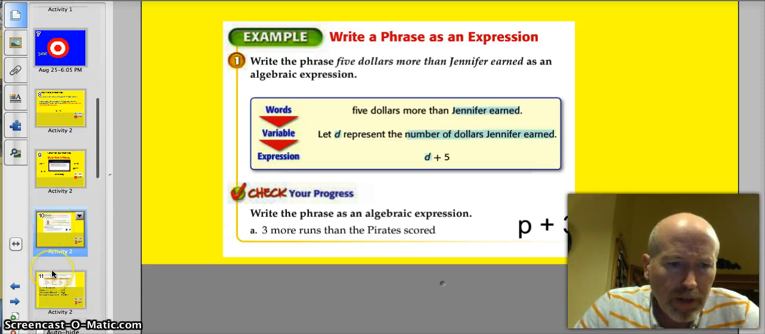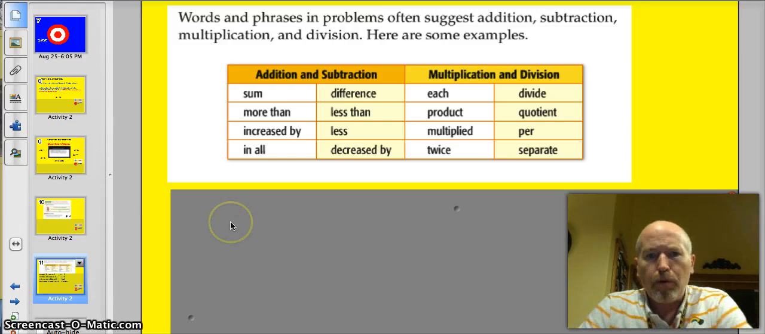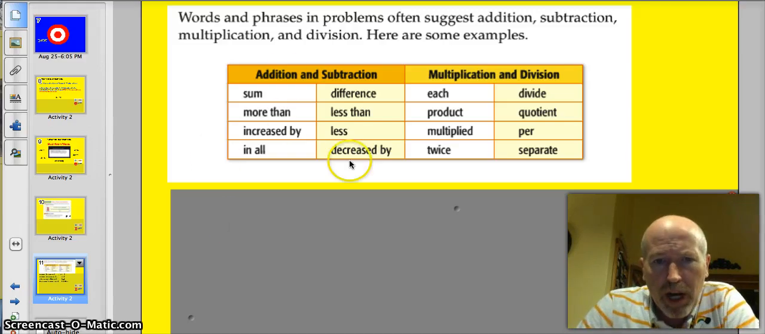Okay? All right. Here's some words that I think will be helpful for you. For addition and subtraction, these are the words that we would use.